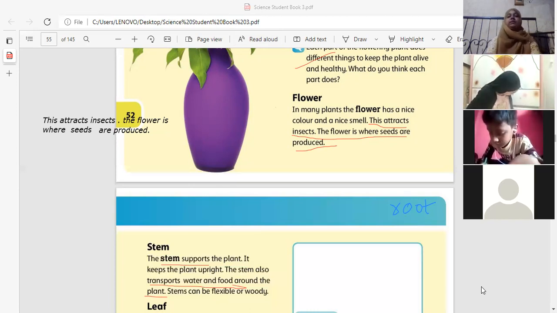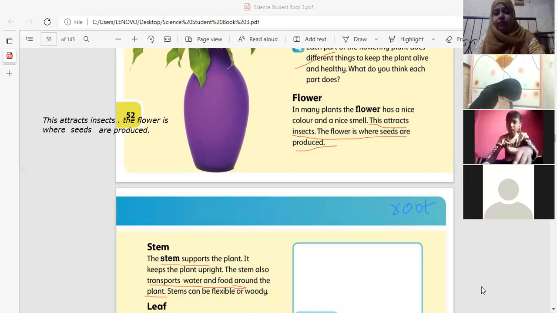Very important from exam point of view. You can either get it in fill in the blanks or in true or false, or you can get it in match the following. You could get it anywhere. Even if you have questions like answer in one sentence, what are the functions of flower? It attracts insects. The flower is where seeds are produced. Okay, can I scroll now?